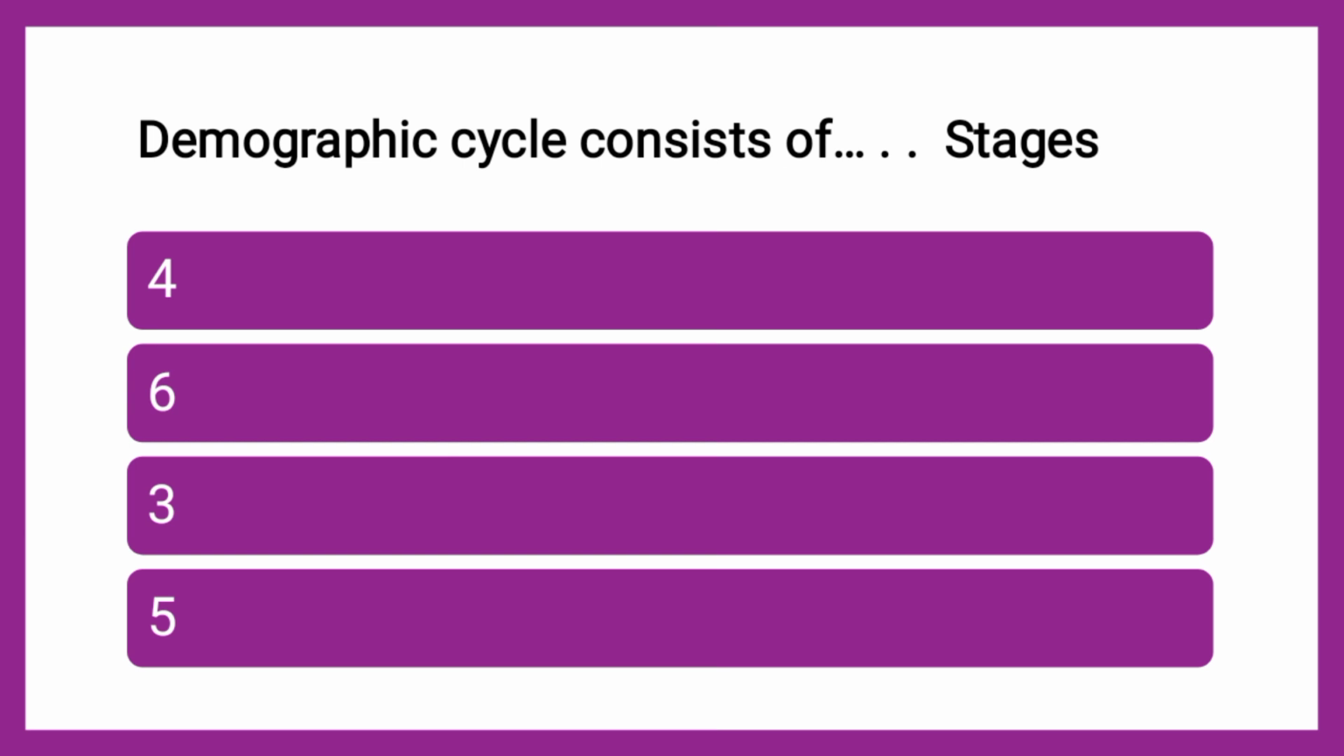Next question is, demographic cycle consists of dash stages. Whether it consists of 4 stages, 6 stages, 3 stages or 5 stages, the correct answer is 5 stages. Demographic cycle consists of 5 stages.